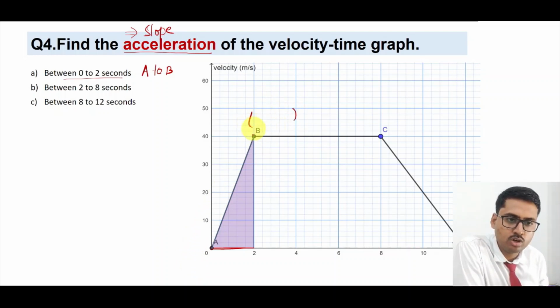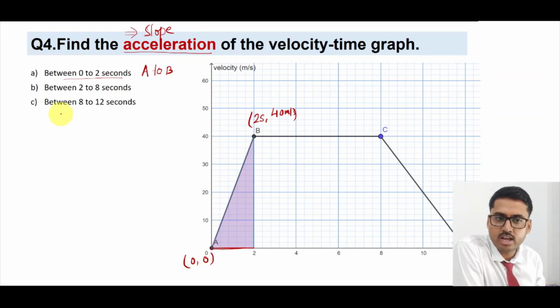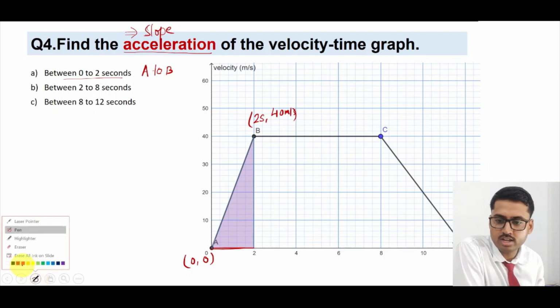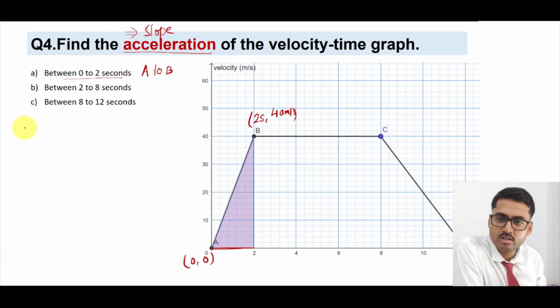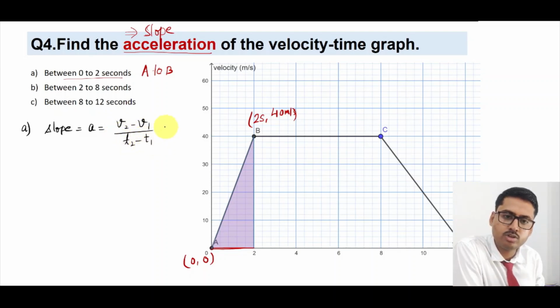So the position of point B, as you can see here, in time it is 2 seconds and velocity is 40 meter per second. For point A, time is 0, velocity is again 0. So we can calculate the slope over here. That will be, for point A, I am writing here slope is equals to acceleration, and that is equals to V2 minus V1 by T2 minus T1. You can also write as v minus u divided by t2 minus t1.